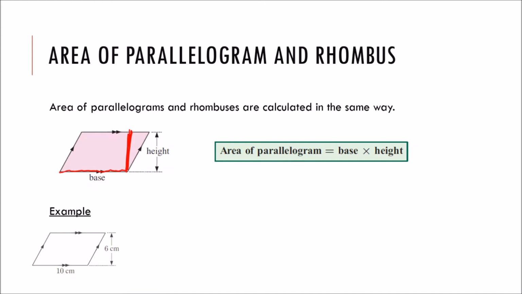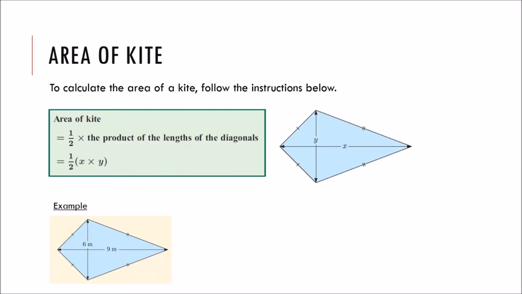So in this example, if I want to find the area, I'm going to have area is equal to my base, which is 10, multiplied by my height. My height is 6. So overall, that's going to give me 60 centimeters squared. And that's how I find the area of a parallelogram or a rhombus.